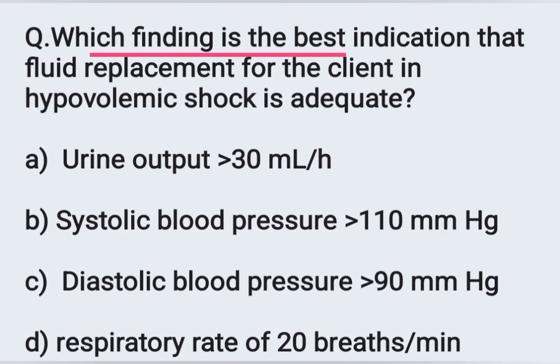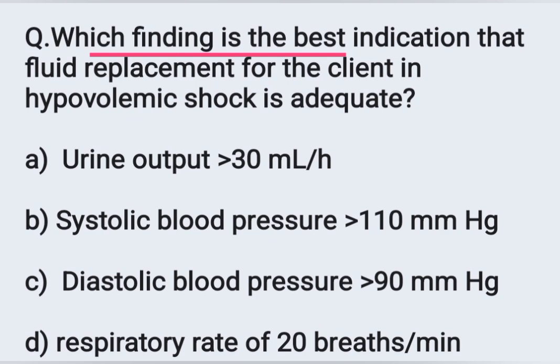And the next question is, which finding is the best indication that fluid replacement for the client in hypovolemic shock is adequate? Option A, urine output greater than 30 ml per hour. Option B, systolic blood pressure greater than 110 mmHg. Option C, diastolic blood pressure greater than 90 mmHg. Option D, respiratory rate of 20 breaths per minute.